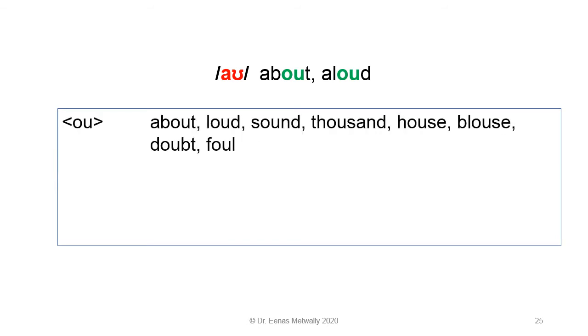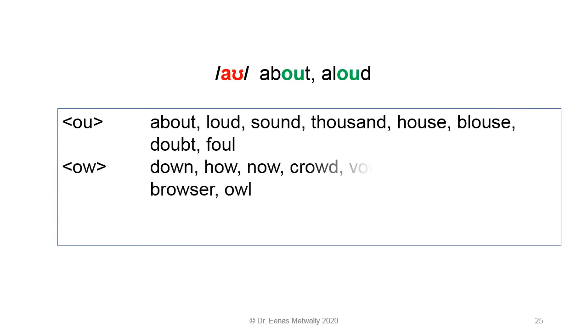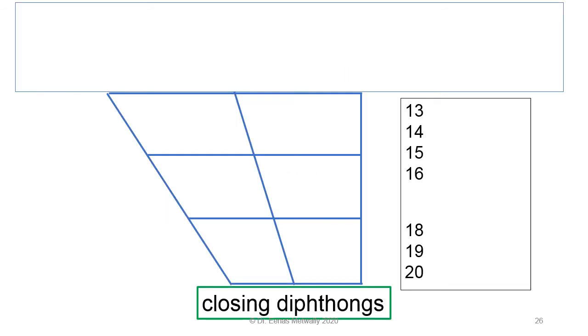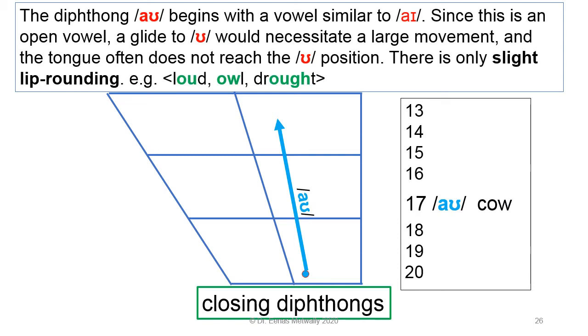Ow is found in the words about, loud, sound, thousand, house, blouse, doubt, foul, down, how, now, crowd, vowel, flower, allow, browser, owl, and in drought. Owl begins with an open vowel between front and back, and it glides towards the U, although it doesn't actually reach the U, and there's some slight lip rounding to produce this diphthong.